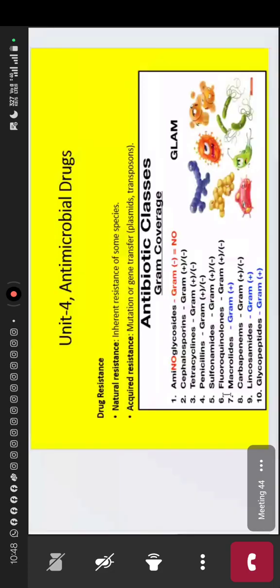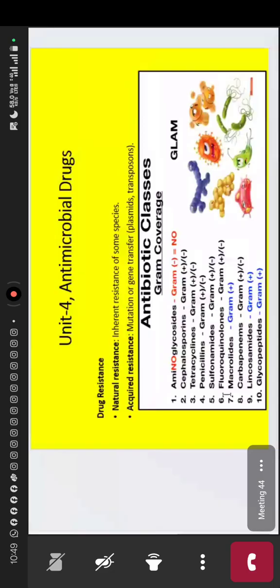It means the bacteria is not sensitive to that drug. Now it is resistant to that drug, so you have to use another drug. So there is natural resistance and also acquired resistance.